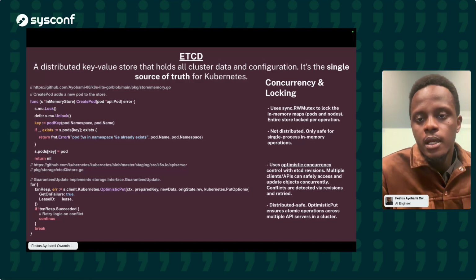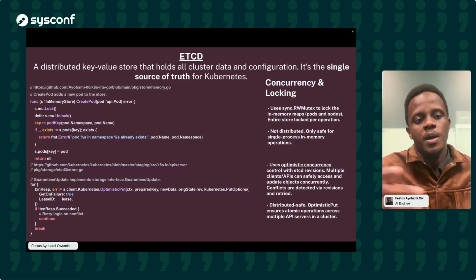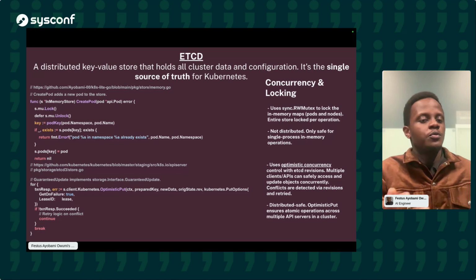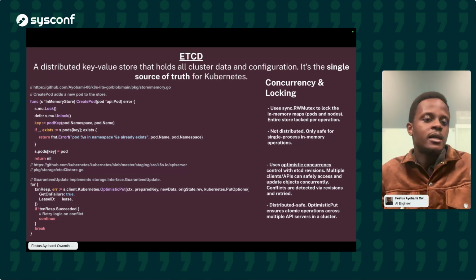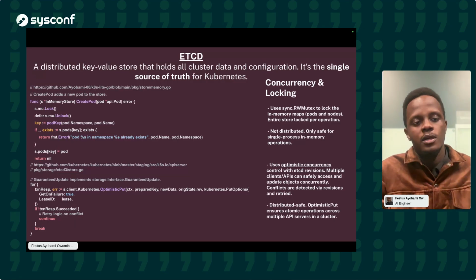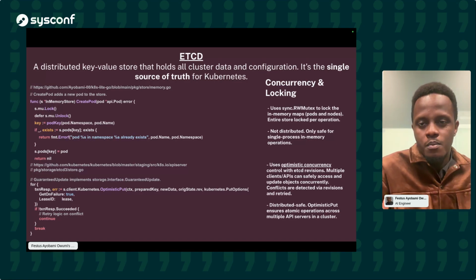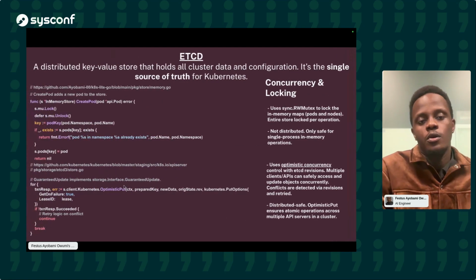For concurrency and locking, we use the read-write mutex to lock the in-memory maps, right? So this is similar in that we allow multiple readers to acquire the lock, but once a writer wants to write, we block other readers from reading. And this is quite similar to how Kubernetes performs concurrency and locking. It does this via optimistic concurrency.